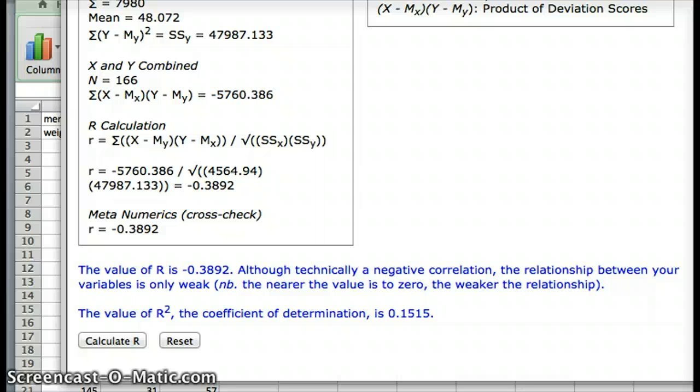Now, R squared is an important notion in statistics. That tells us the percentage of the variation in one variable that can be explained by the variation in the other. But a negative 0.3892 indeed, as one increases, the other decreases, although we certainly wouldn't say that this is a strong relationship.